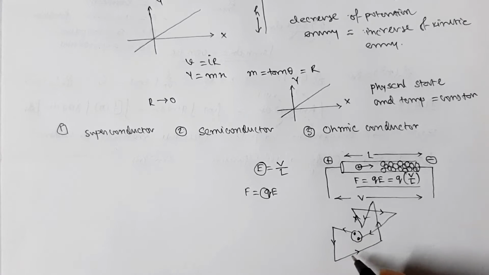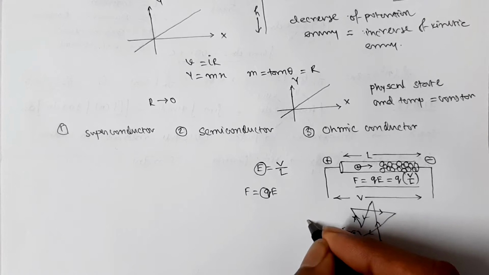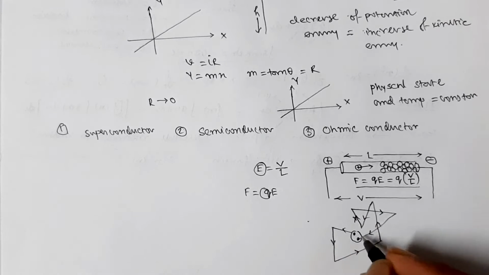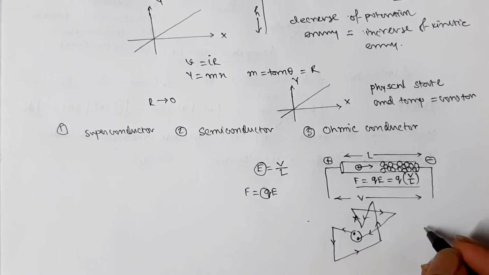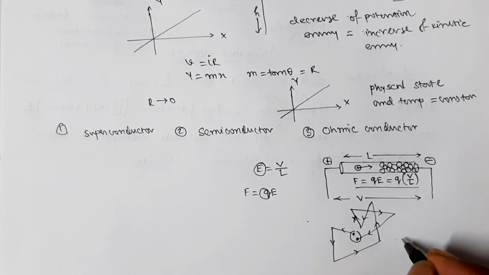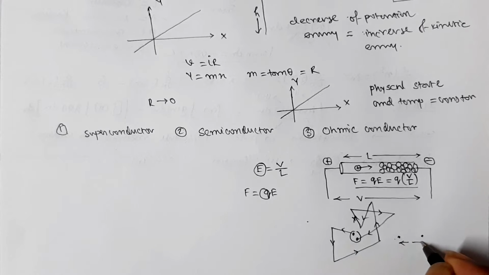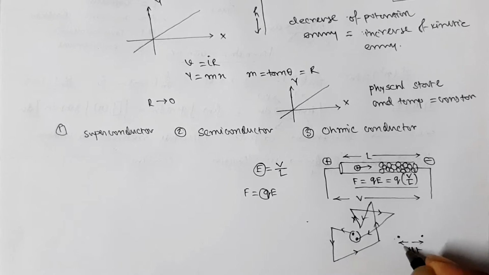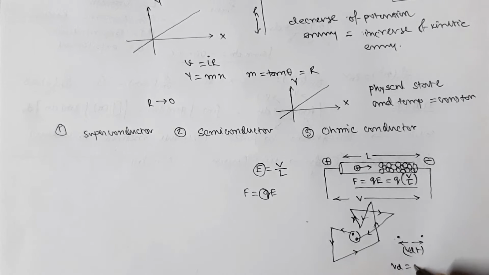But if we apply an electric field there, the initial and final position are not exactly the same. It will get a distance like this. The distance between the final and initial position is called VD times T, where VD is the drift velocity.